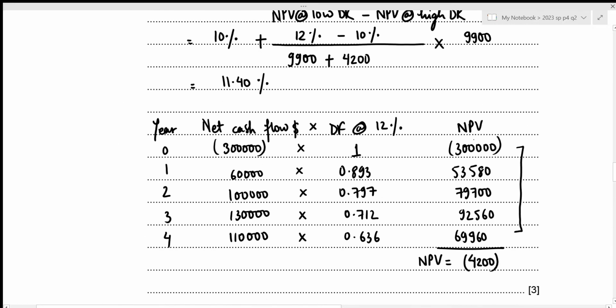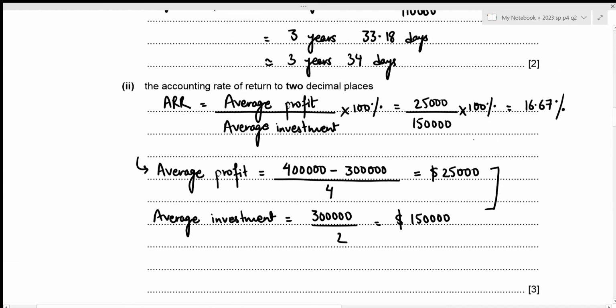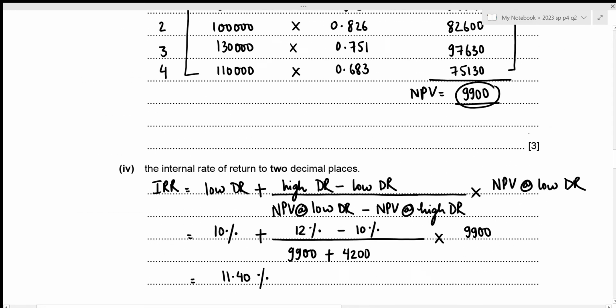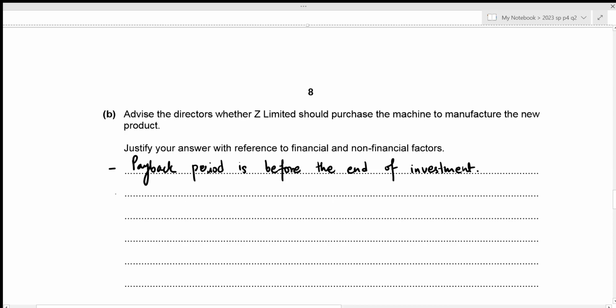Okay, then the next thing that we figured out was our accounting rate of return, which was 16.67%. And as I mentioned before, this has a rate which is higher than our cost of capital of 10%, which is again a good thing. So let's write it down. Our accounting rate of return is higher than the cost of capital.